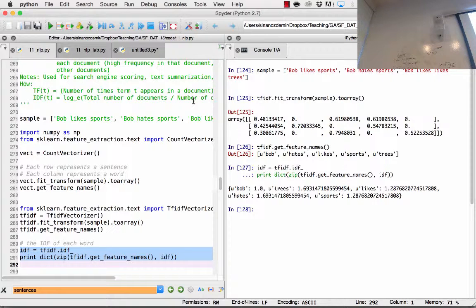In a given document, if the TF is low, it's not common in this particular document. So maybe the word I'm looking at is monkey. Monkey appears once in this whole document. It's not very important. But what if its IDF is very high?